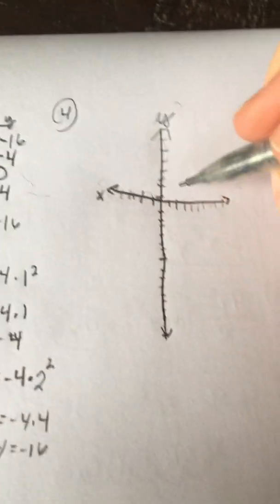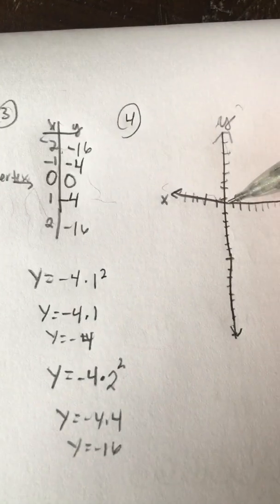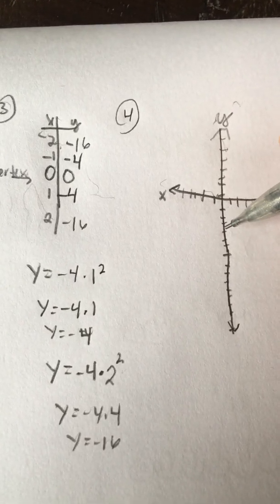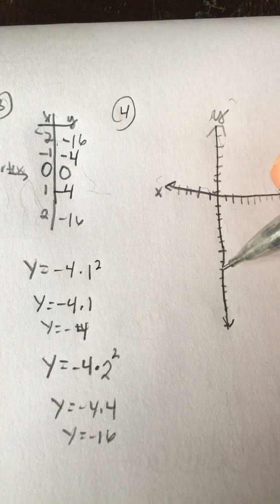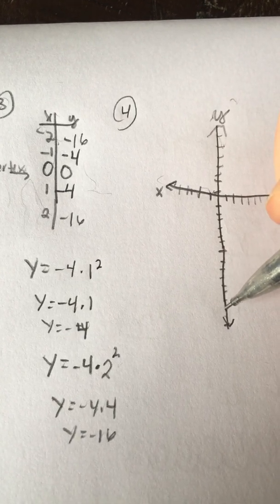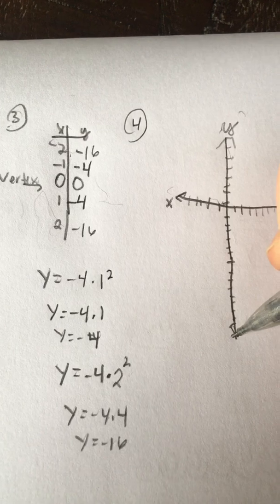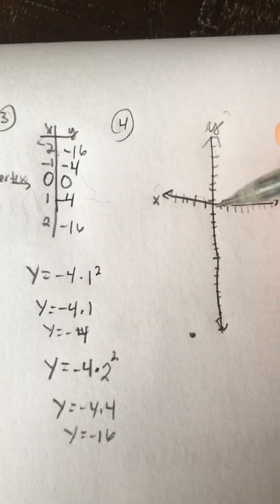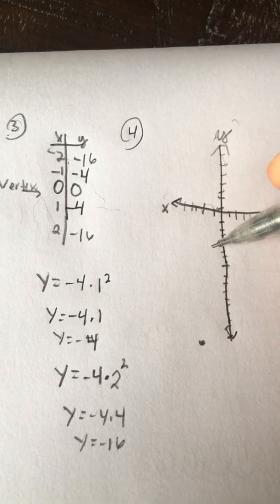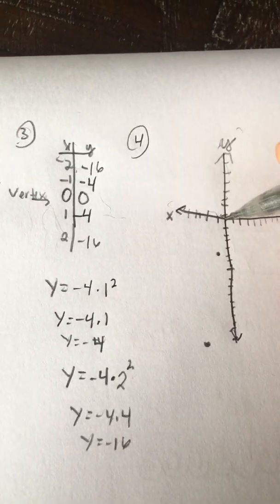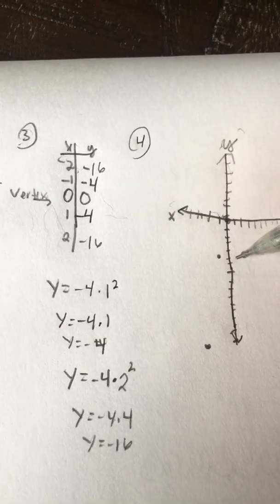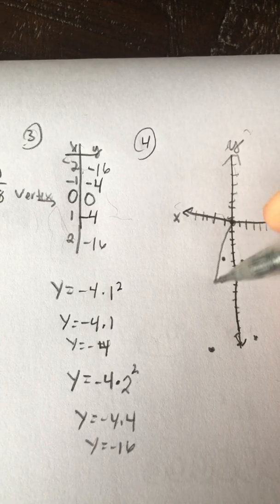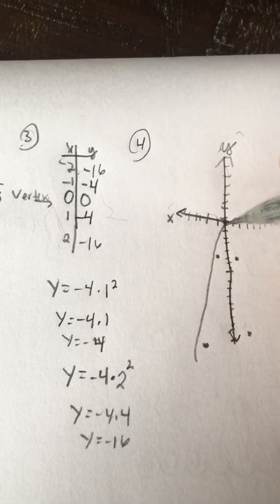Okay, plotting the points in my table, moving 2 to the left and down 16. 1, 2, 3, 4, 5, 6, 7, 8, 9, 10, 11, 12, 13, 14, 15, 16. -2 all the way down here at 16. -1 down 4. 0, 0. 1, -4, and 2, -16. And then I connect these with the curve. Oops, I missed. But you get the point.